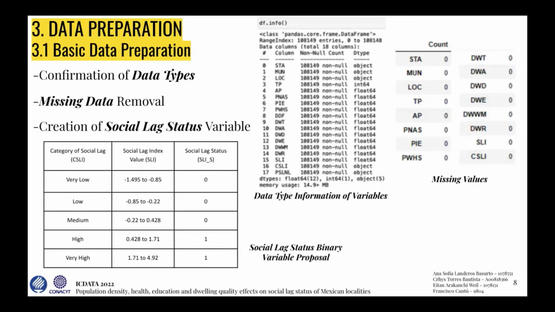And then the social lag status variable was created based on the category of the social lag from the social lag index value, where a social lag category of very low, low and medium corresponded to a negative social lag status, meaning that the locality doesn't have a social lag, and a high and very high category of social lag would be a positive social lag status.